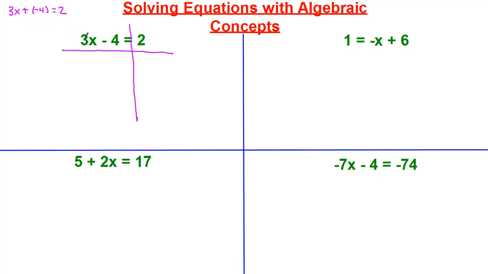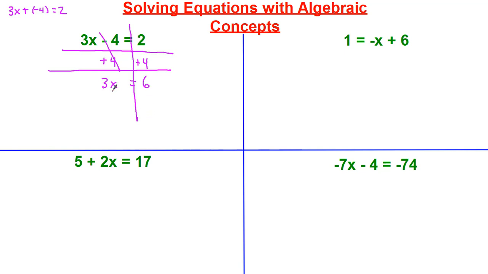So a lot of people keep asking me, is this a subtraction sign or is it a negative sign? Well, both. Technically, it is a subtraction sign, but if you reverse it to its addition property, it's just saying 3x plus negative 4. Okay? So let's go ahead and inverse this. The opposite of negative 4 is positive 4, or the opposite of subtract 4 is add 4. So this is gone. Now I have 3x is equal to, what's 4 plus 2? 4 plus 2 is equal to 6.